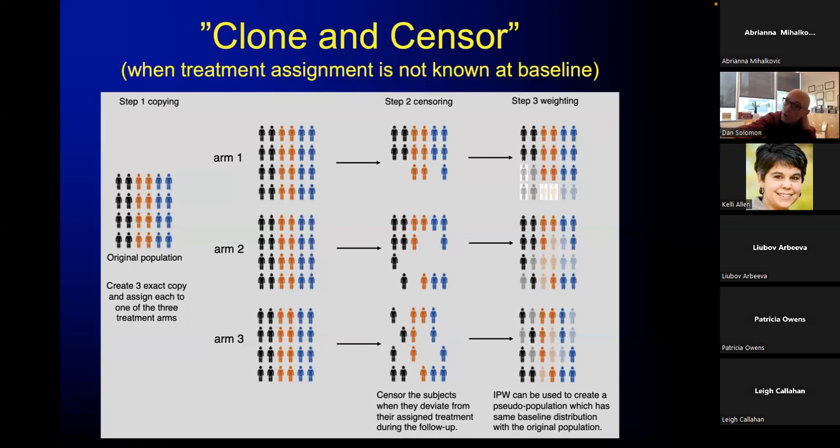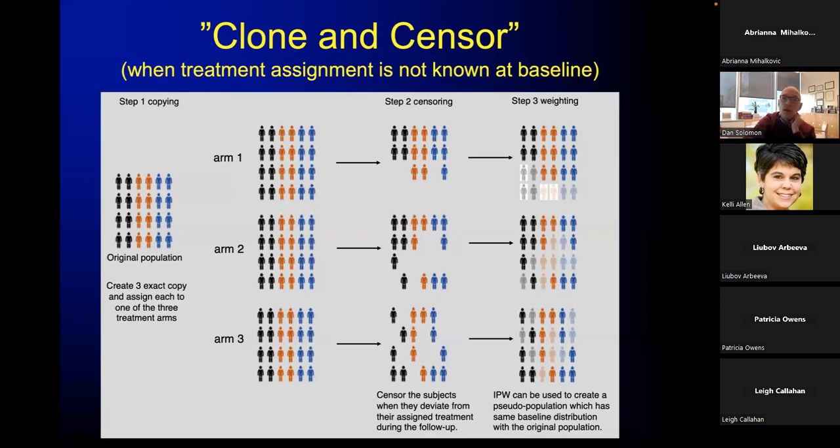So you can see on the far right that we will downweight people who eventually didn't stay in arm 1. We will downweight people in arm 2 who eventually weren't in arm 2, i.e. they were long delayers.